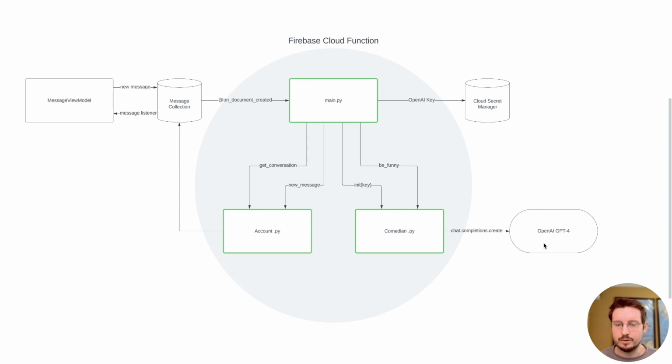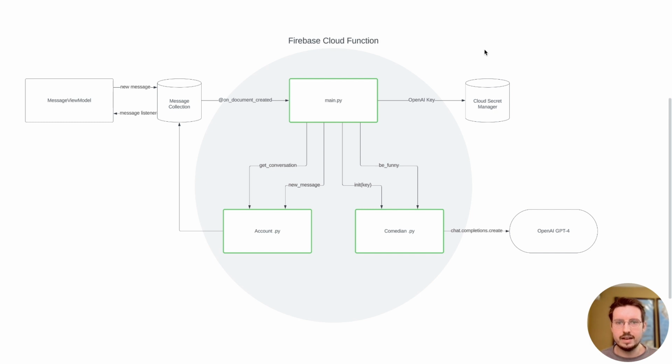Additionally, on the outside, we're going to be communicating with the OpenAI GPT-4 API. So we're going to be sending the conversation to it, and then we're going to be looking for a response, which will hopefully be a joke. The OpenAI GPT-4 API requires a secret key, and this secret key we're going to store in Cloud Secret Manager.